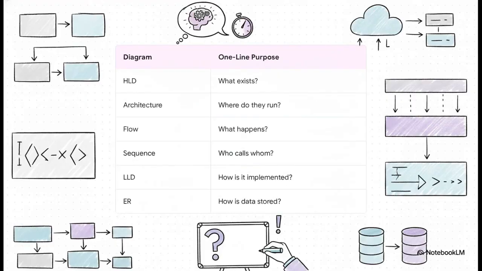This final cheat sheet is basically your ultimate shortcut. Instantly matching the right diagram to the interviewer's question prevents you from freezing up. If they ask to explain the whole system, you draw an HLD. Ask about cloud deployment, that's architecture. Request processing, flow diagram. Service interaction, sequence diagram. If they want to know about code design, hit them with an LLD, and if they ask about data modeling, you immediately draw an ER diagram. Memorize this list, and I promise you will never freeze at a whiteboard again.